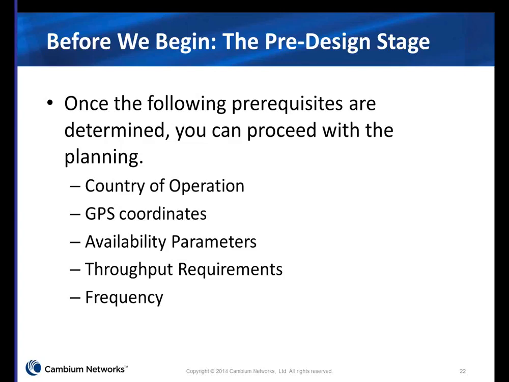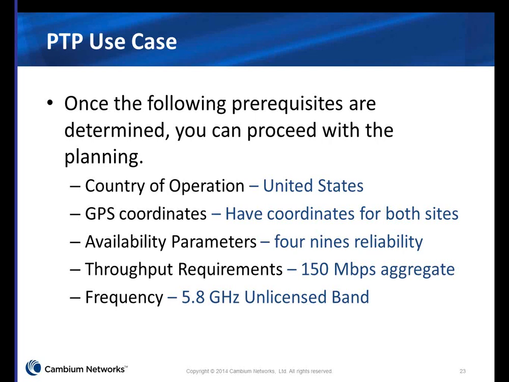Before we begin, there's generally some information that you need to have available to you about the link that you're trying to plan. This can include the country of operation, the coordinates, those are essential. We need to know where the two endpoints are, the availability and throughput parameters that you're looking for from your link, and the frequency band that you want. So for the PTP link that we're going to plan within this presentation, it's going to be in the United States. We've got the coordinates for both of the sites. We're looking for 4 nines reliability and 150 megabits aggregate throughput, and we're going to plan it in the 5.8 gigahertz unlicensed band.